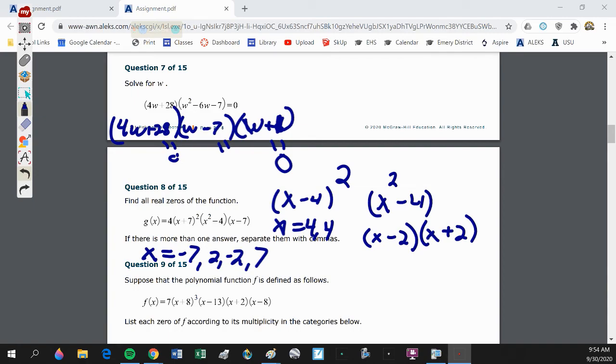Okay, down on number 9. 3 of them have a single multiplicity, and 1 of them has a triple multiplicity, and none of them have a double multiplicity. Okay, any questions? Think you can handle that? All right, get to work.